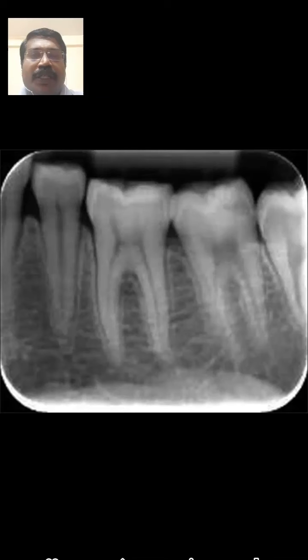Next one is visual search strategy. What is meant by visual search strategy? The ability to recognize an abnormal pattern requires both an appreciation and an in-depth knowledge of the variations of normal anatomy of that particular area.